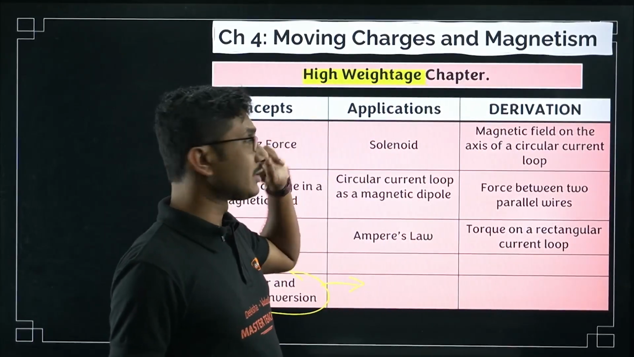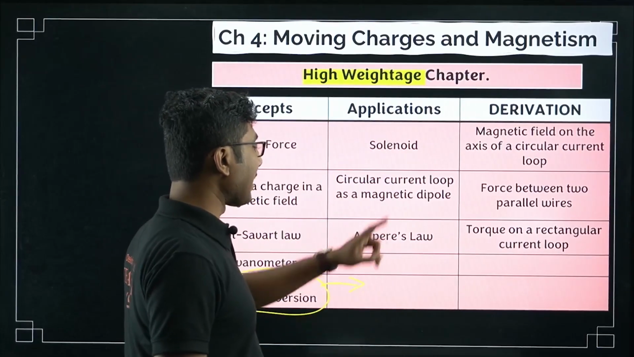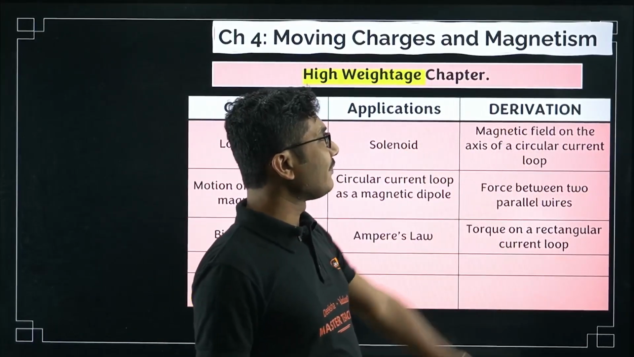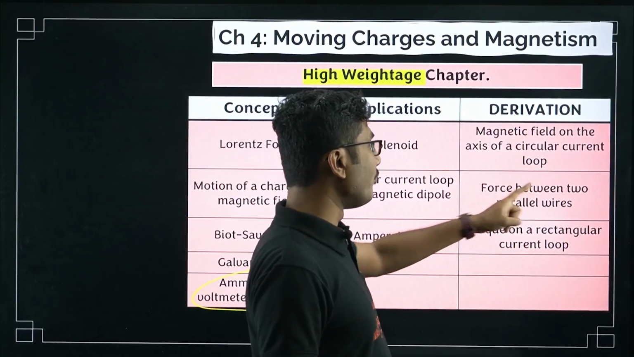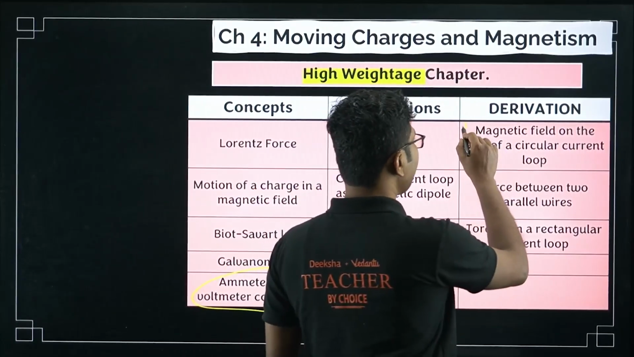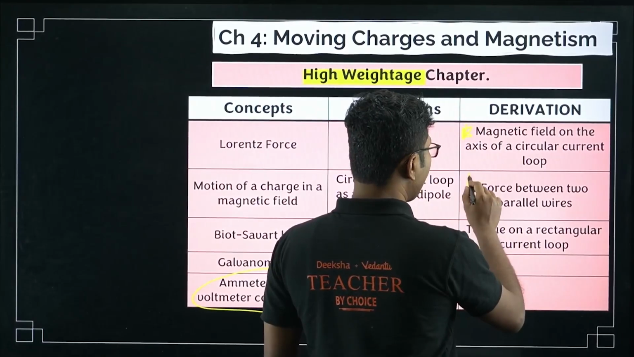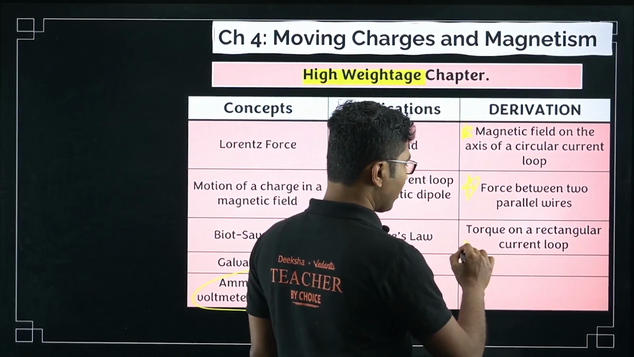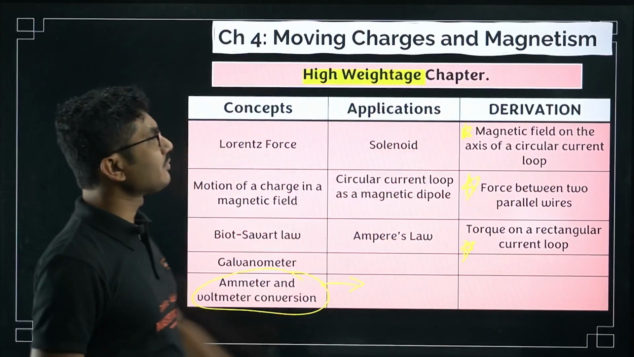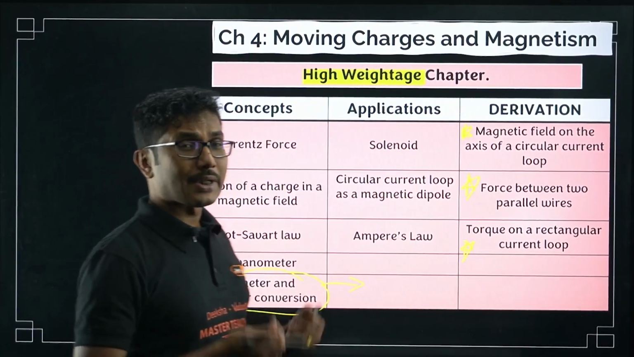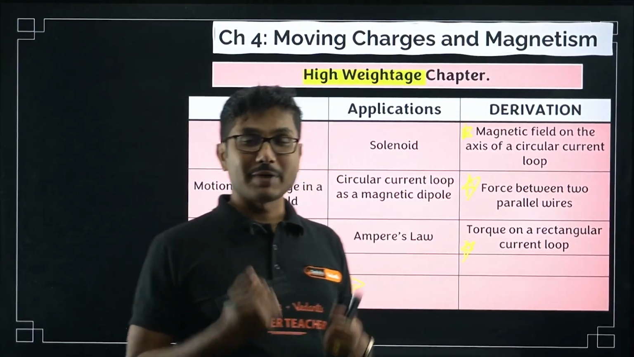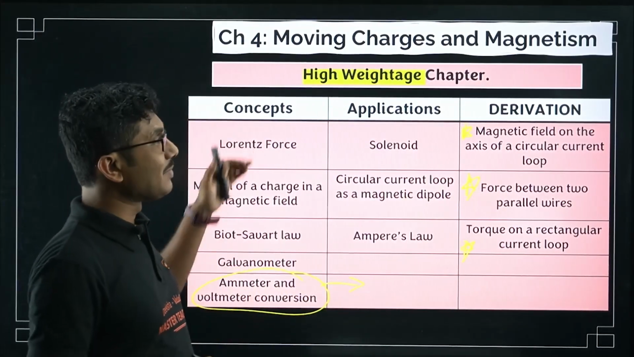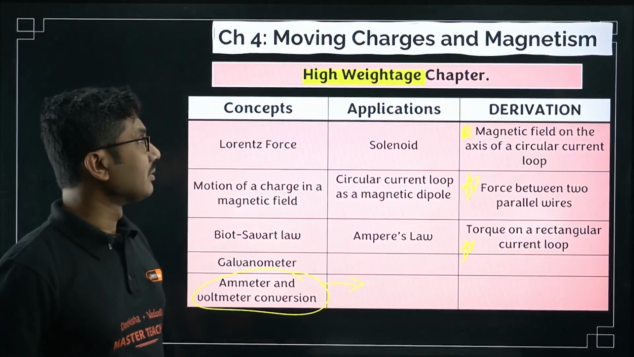Solenoid, application part, circular current loop as a magnetic dipole, Ampere's law derivation, magnetic field on the axis of a circular current loop, very, very, very important. Force between parallel wires, very, very important. Torque on a rectangular current loop, also important. So these are the important concepts from this chapter. A high weighted chapter, a 5-marker derivation is expected from this chapter. All three blueprints almost have a 5-marker question from this chapter.